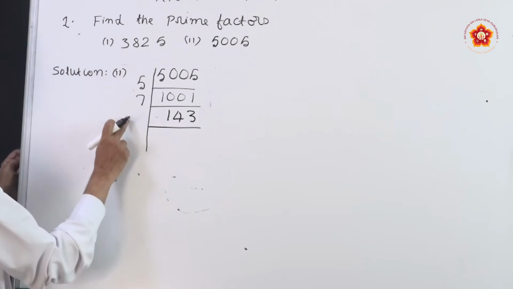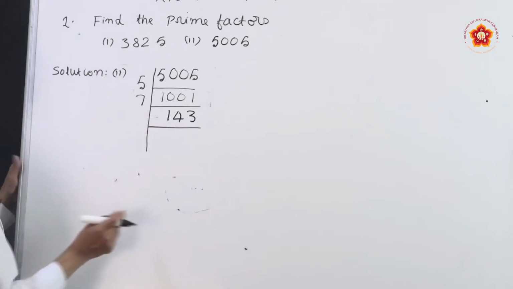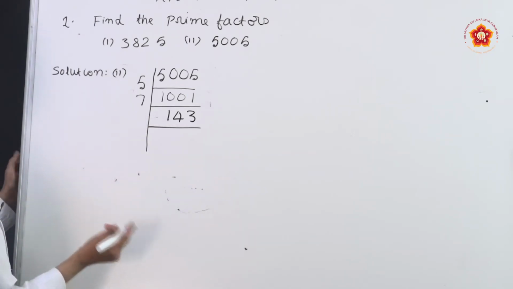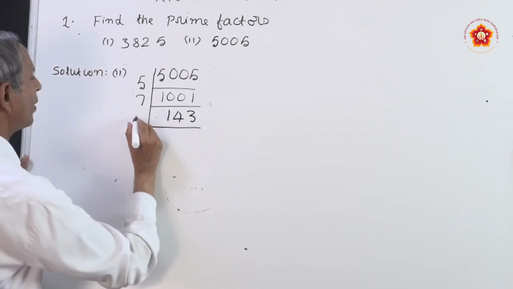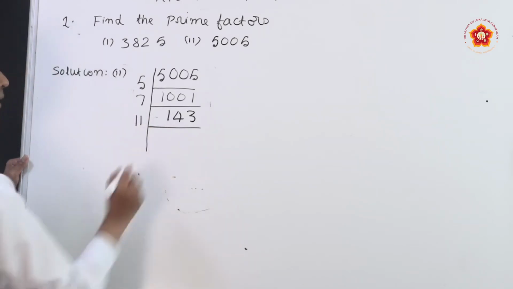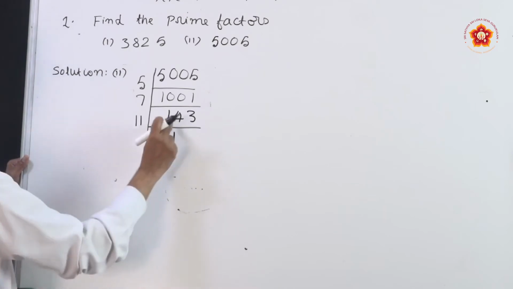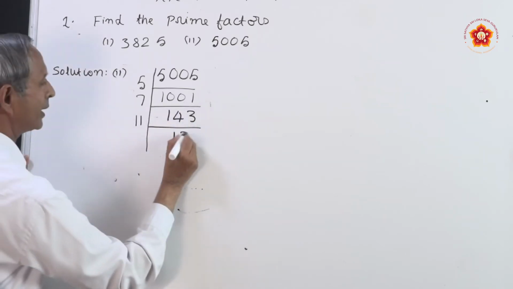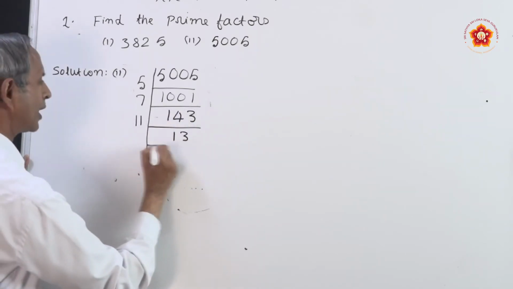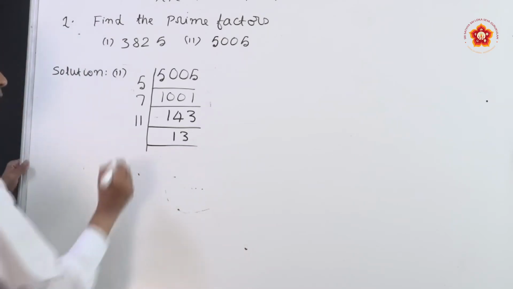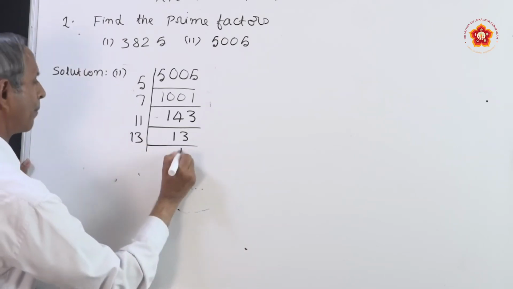Next, it is not divisible by 7. So, you have to move to the next number, 11. Let us go to 11, the next prime number. 11 ones are 11, 3 is remaining, 33, 11 3s are 33. So 13 is also a prime number, so you can divide by 13 only, 13 one time.